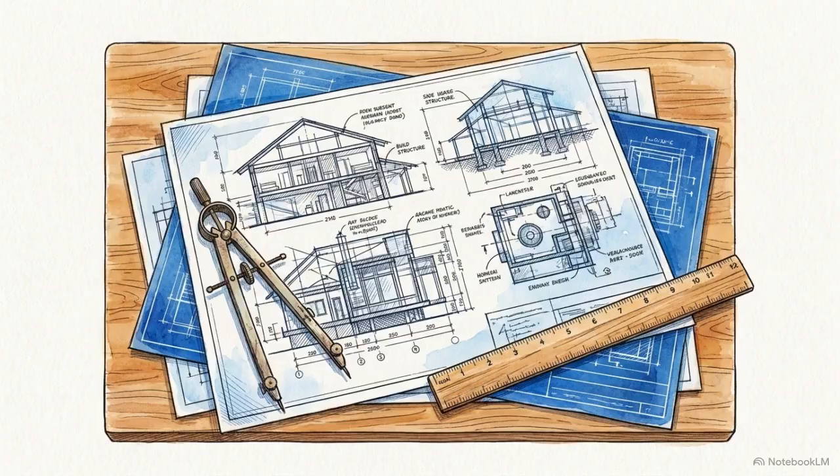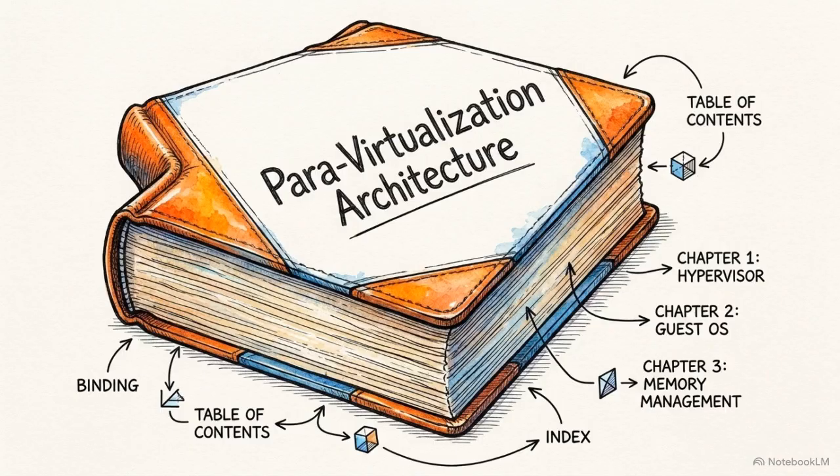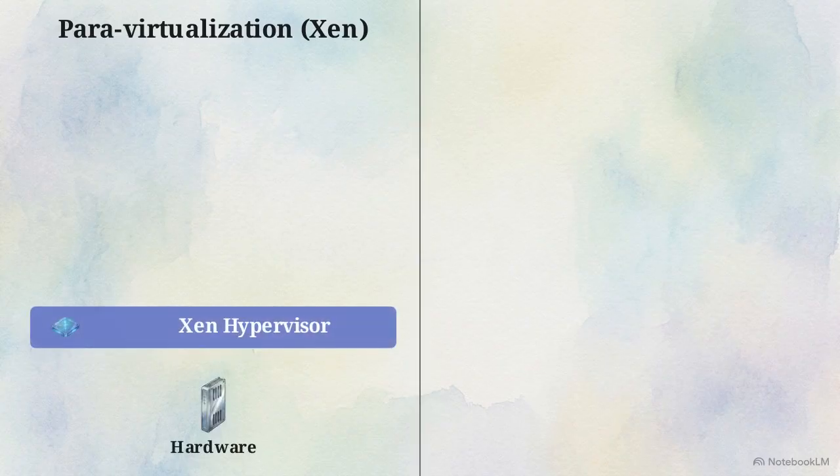To prove a functional understanding of these concepts, you must be able to map out specific platform architectures. We begin with Xen, the open-source pioneer of para-virtualization. Look closely at this Xen blueprint. The foundation is the physical hardware, and sitting directly on top of it is the Xen hypervisor. It has an incredibly small footprint, handling only memory management and CPU scheduling.